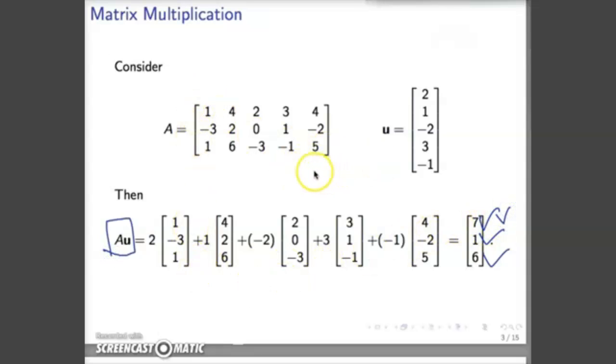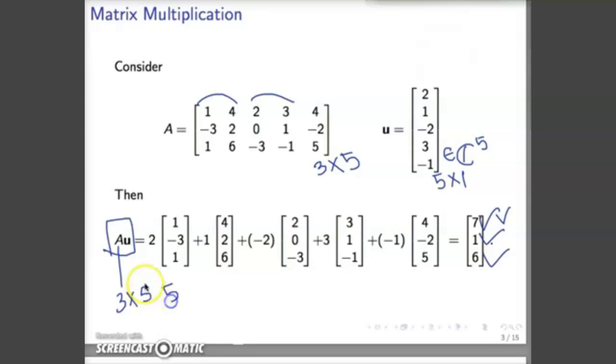So notice also that this matrix has 3 rows and 5 columns. This vector is a member of C^5. It has 5 entries. So we can say that this has 5 rows, 1 column. Okay. So this product is the product of a 3 by 5 and, you can use parentheses if you will, a 5 by 1. And so it is important that these two dimensions match. The number of columns in the matrix is matching the number of entries of the vector.